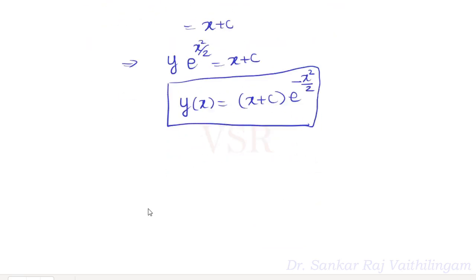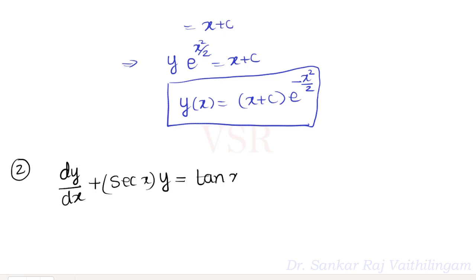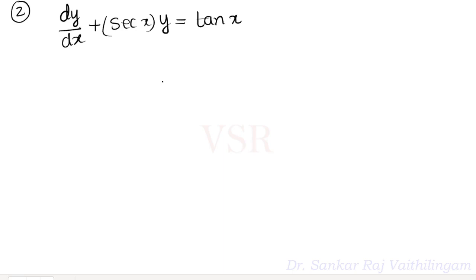Okay, so we'll go to the second problem. What is this? dy by dx plus secant x into y which is equal to tan x. So how to solve this equation? Again, okay, the given equation is linear.